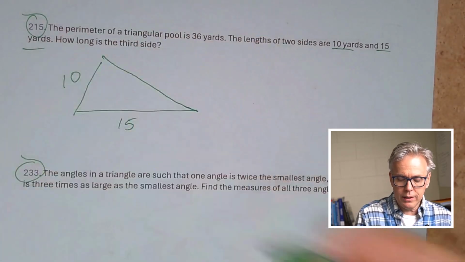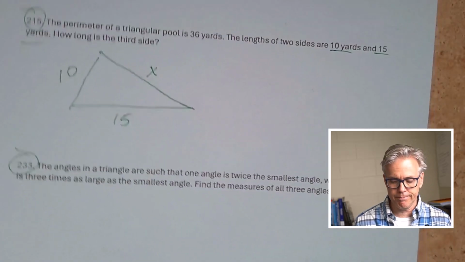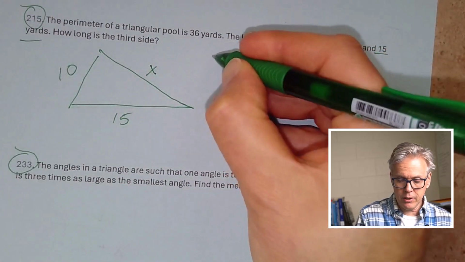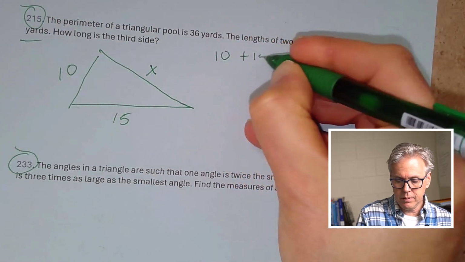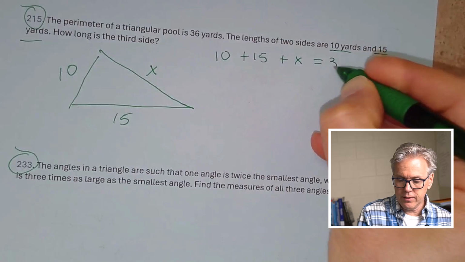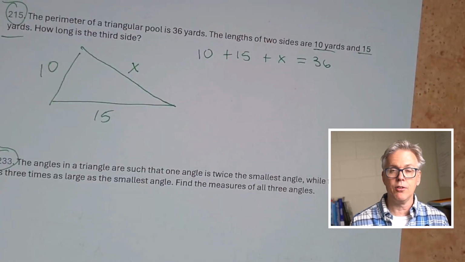And we know the total is 36. So there's my unknown. We call that x if you want. You can call it any letter. And so my expression or equation would be 10 plus 15 plus x equals 36. And the moment I'm leaving the units out, and I just need to make sure I add those back in at the end.